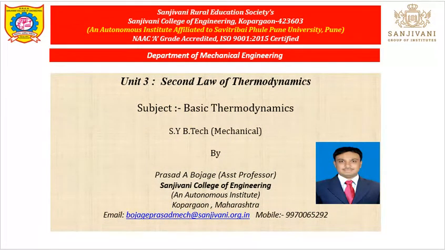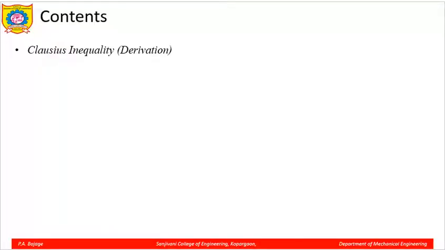Hello friends, welcome back. Today in this video for the subject basic thermodynamics, unit number 3, second law of thermodynamics, we are discussing the topic of entropy. And today we will see a derivation for Clausius inequality. It is one of the important derivations as far as the entropy parameter is concerned. So the Clausius inequality derivation is what we are going to discuss today.